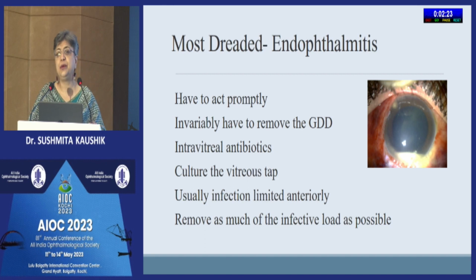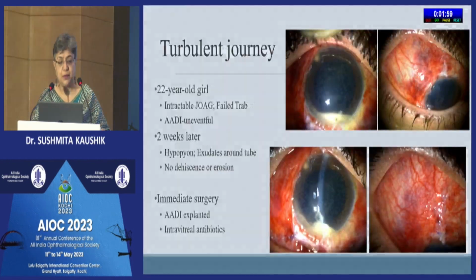I don't think we've tried at times, a little bit of hypopyon, let's see, maybe we can salvage. We can't. The only thing that works is removing that foreign body there, because it's not going to let the eye heal. Intravitreal antibiotics, culture the tap. Usually the infection is limited anteriorly, so there is a case for doing an AC wash rather than intravitreal, but we need to remove as much of the infective load as possible.